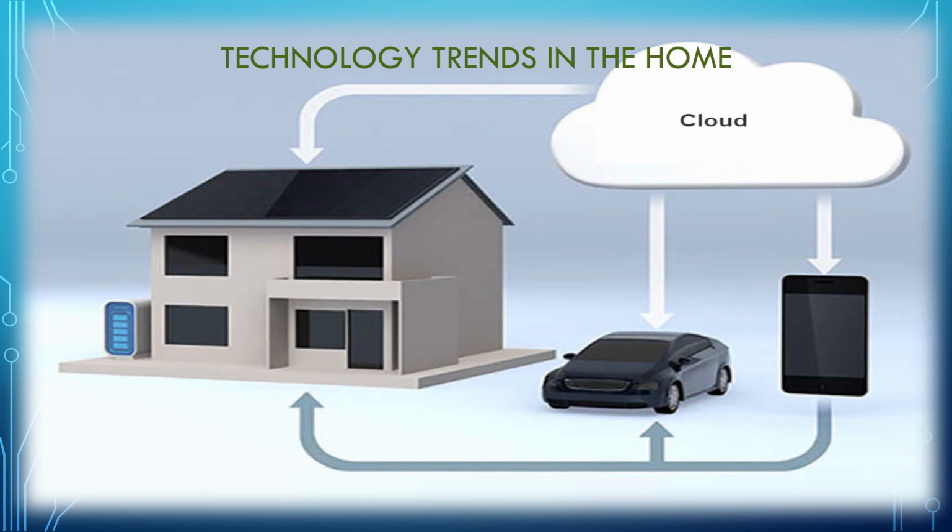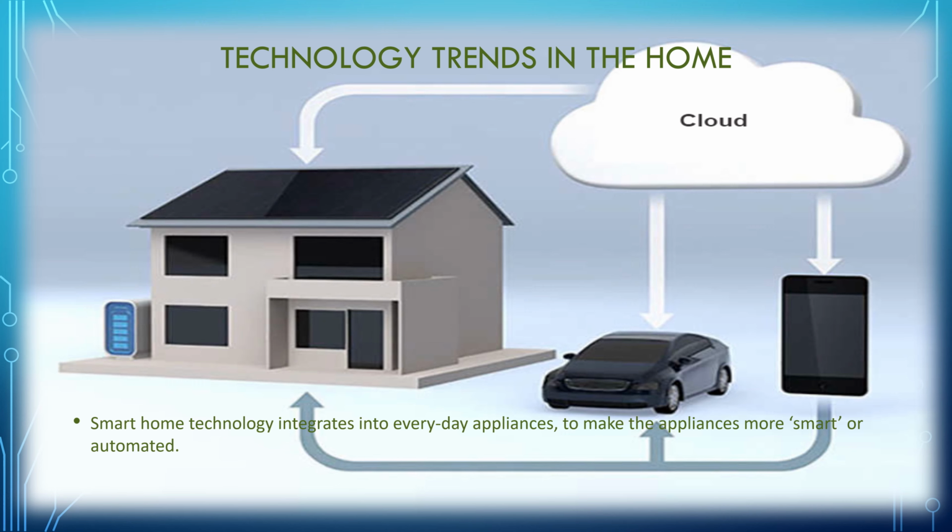Networking trends are not only affecting the way we communicate at work and at school, but also changing many aspects of the home. The newest home trends include smart home technology. Smart home technology integrates into everyday appliances, which then can connect with other devices to make the appliance more smart or automated. For example, you could prepare food and place it in the oven for cooking prior to leaving the house for the day.